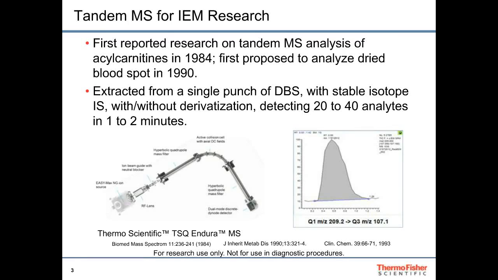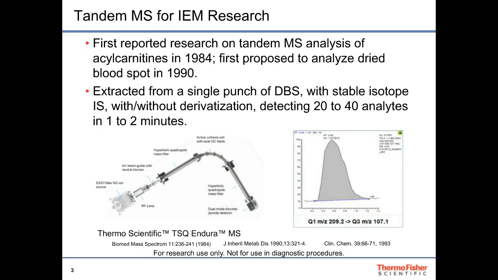New developments in electrospray ionization and tandem mass spectrometry during the 1980s and 1990s allowed the development of rapid, high-throughput analysis of samples extracted from dried blood spots. During this time, Professor David Millington and his associates at Duke University Medical Center used tandem mass spectrometry to investigate defects in enzymatic oxidation of fatty acids in mitochondria.